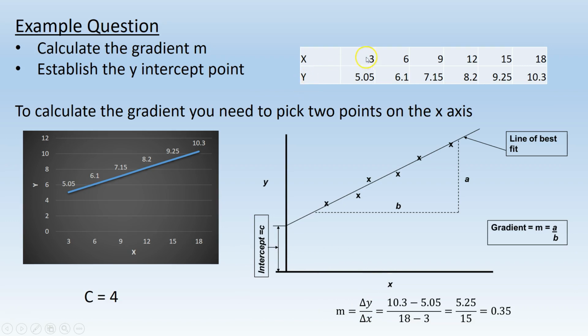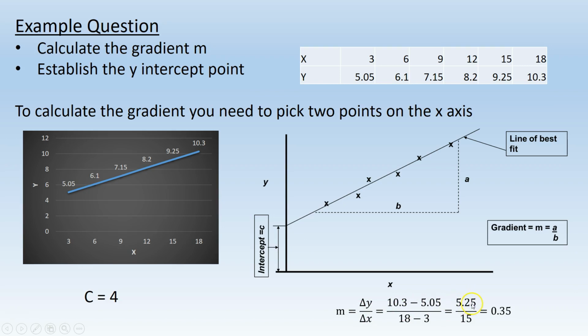So I've picked 3 and 18, and their corresponding y-axis points. So it's going to be the difference in, so it's 10.3 minus 5.05 divided by 18 minus 3. And it is always the data on the y-axis divided by the difference of the x-axis, so difference in y divided by the difference in x.